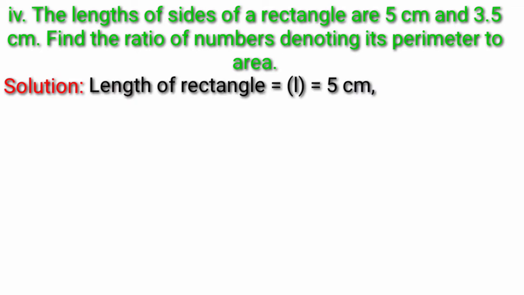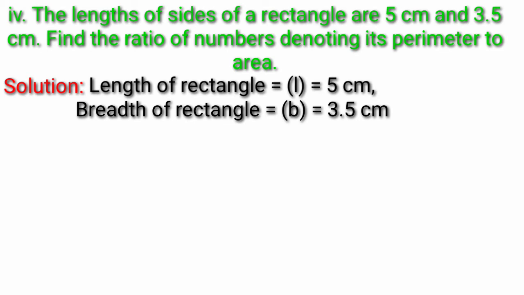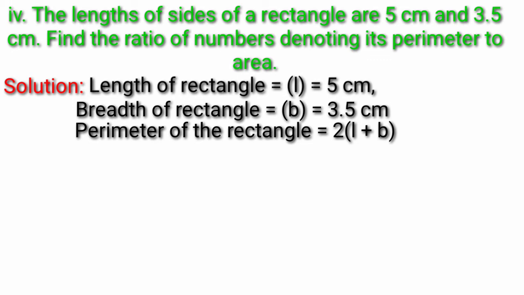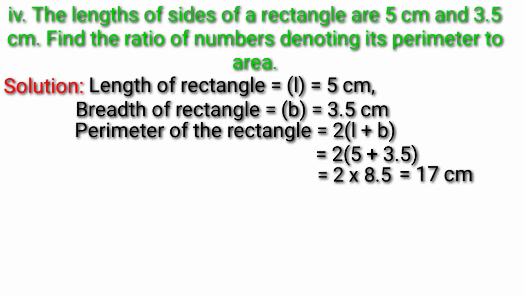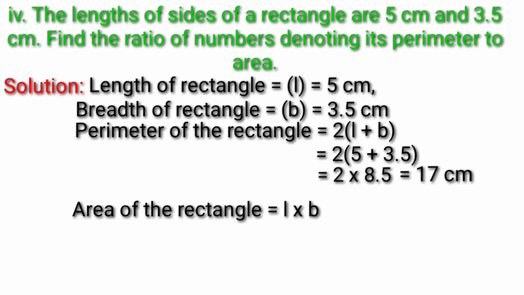Solution. Length of rectangle L is equal to 5 cm. Breadth of rectangle B is equal to 3.5 cm. Perimeter of rectangle is equal to 2 times (L plus B), so it is equal to 2 multiplied by (5 plus 3.5) is equal to 2 multiplied by 8.5 is equal to 17 centimeter. So area of rectangle is equal to L multiplied by B is equal to 5 multiplied by 3.5 is equal to 17.5 centimeter square.